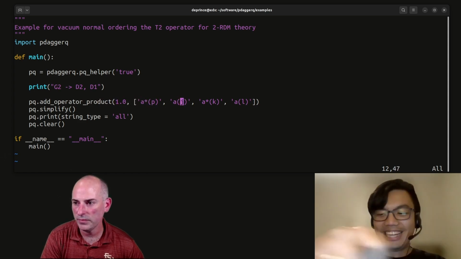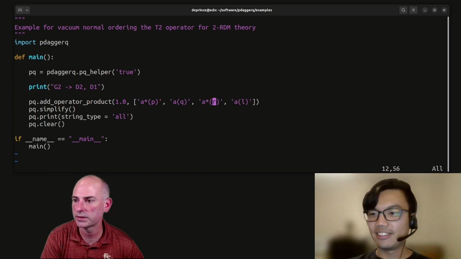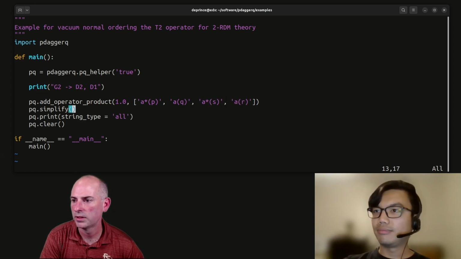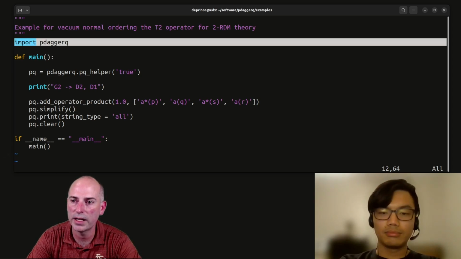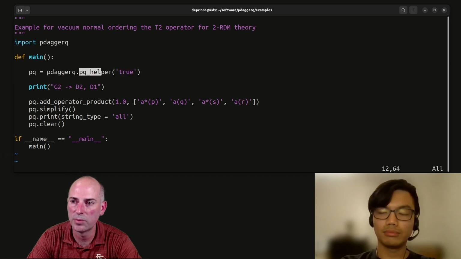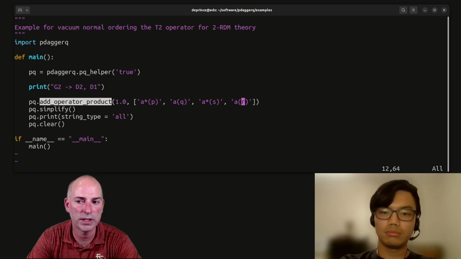Okay. I think we used P, Q, R, and S. No, S and R. So, okay. The first thing you do is import the library, and then you define a PQ object, which is actually a PQ helper. You see this helper takes an argument, and this argument here is true. That means I'm defining normal order with respect to the true vacuum. And then anything I want to add, the base way to add operator strings is with add operator product. As I'll show you in a few minutes, there are much more complicated functions, but they all end up running through add operator product, so you could implement anything you want with add operator product.